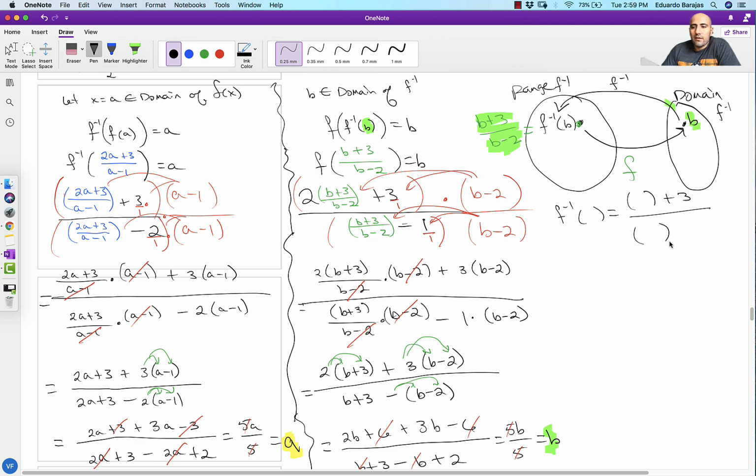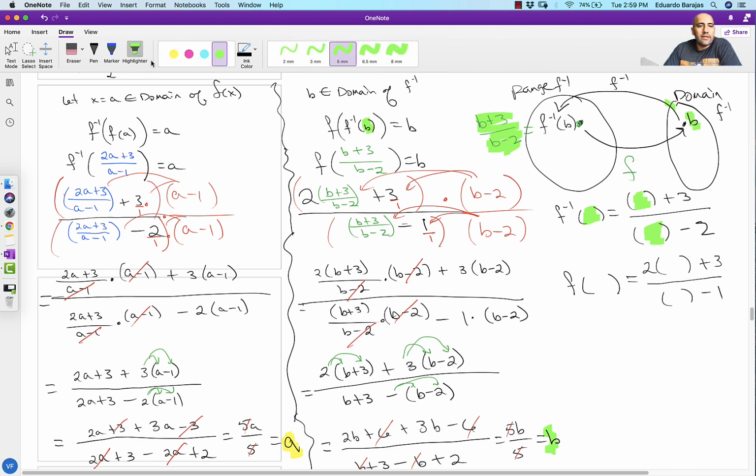and blank minus 2. I'm just going to put a highlighter here. Those are the instructions. The input goes in the blank, and then so blank plus 3, the input plus 3 divided by the input minus 2. Those are the instructions for f inverse. And the instructions for f are that given an input, we're going to do twice the input plus 3 all over the input minus 1. Okay, put that in yellow.